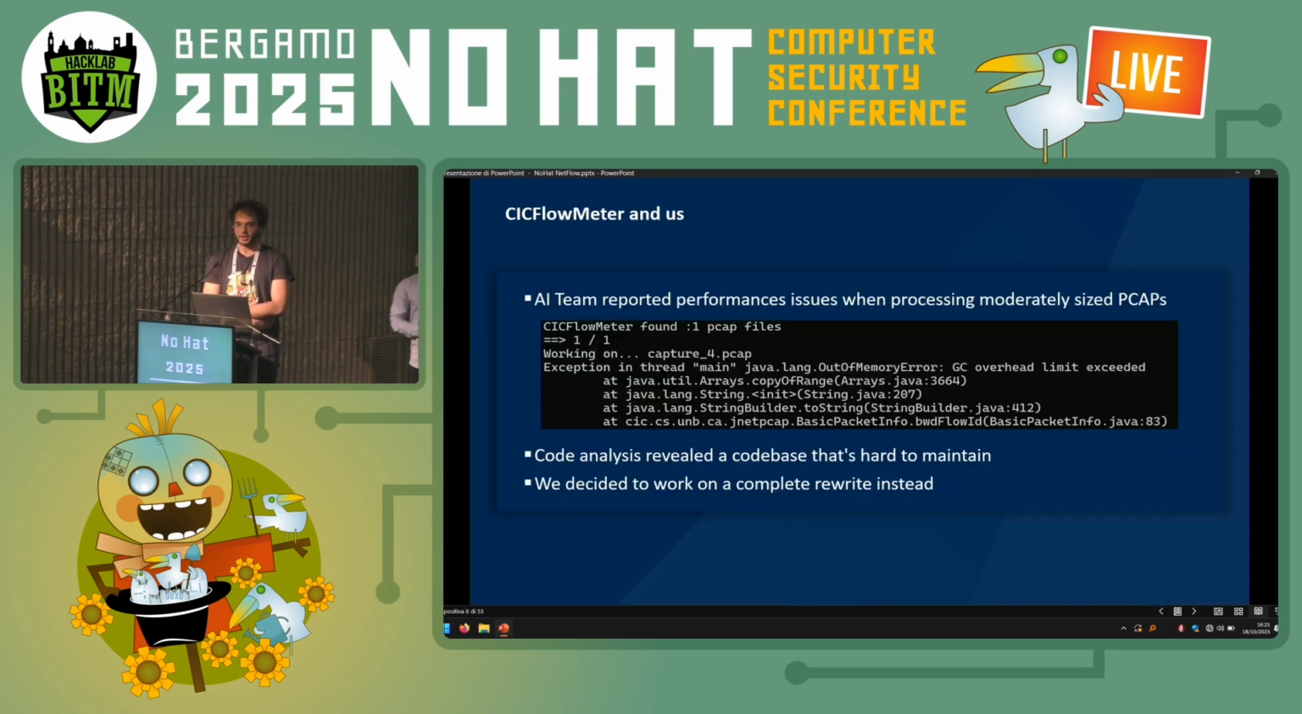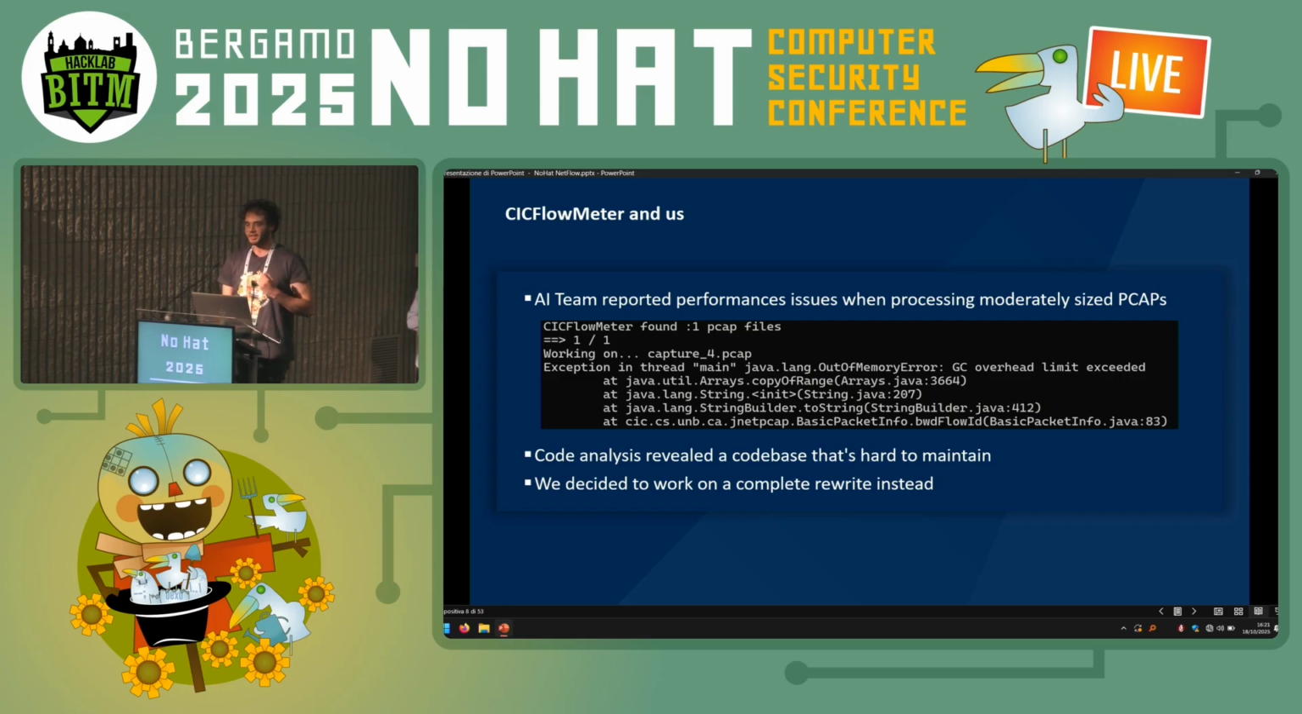On this project, I worked on the automation of data collection and analysis pipelines. As we started scaling up, the AI team started reporting performance issues with certain pcap files. So we're talking below 1 GB of size. This is one of such errors. This looks odd because it's not a bug in the program, but rather it's coming from the Java virtual machine itself. It usually means we are running out of resources.